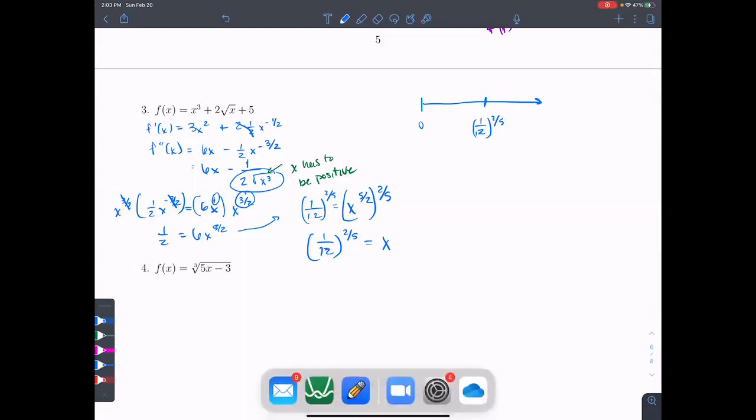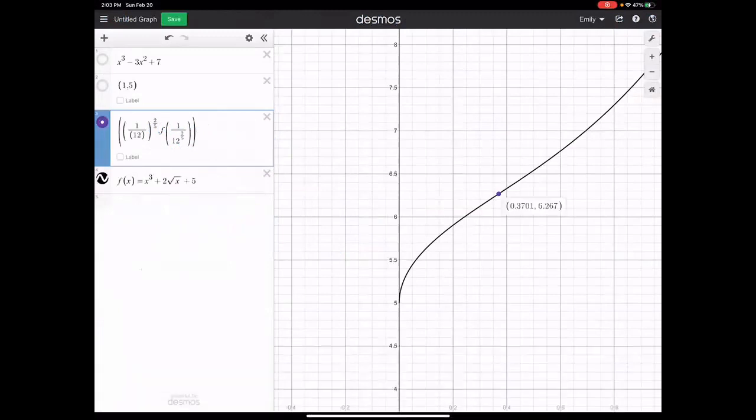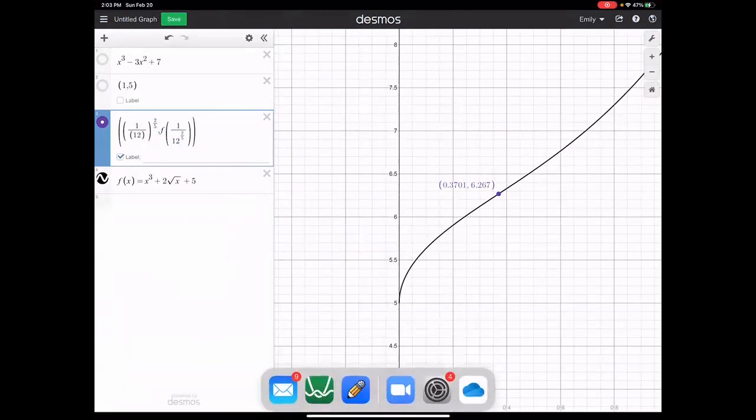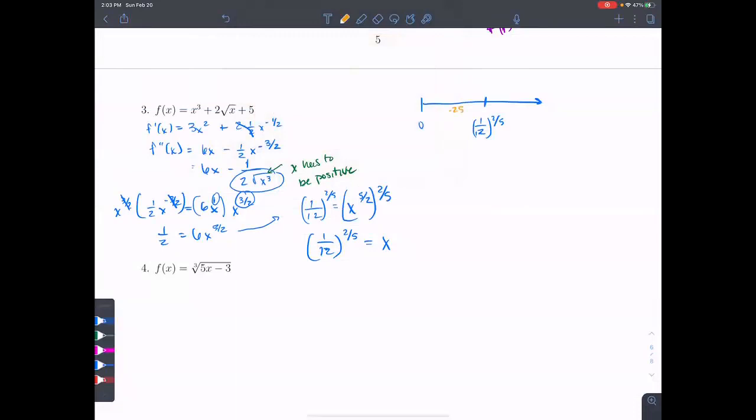Let's see what that looks like in Desmos. 1/12 to the, oh, good. That is that point. That's great. So there's your 1/12 to the 2/5 power, and that does look like it's the right spot for the concavity switching. So 0.371 is that decimal. So we'll go with plugging in 0.25 and then 1.